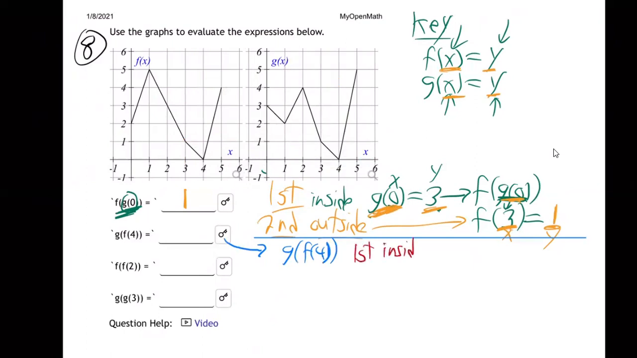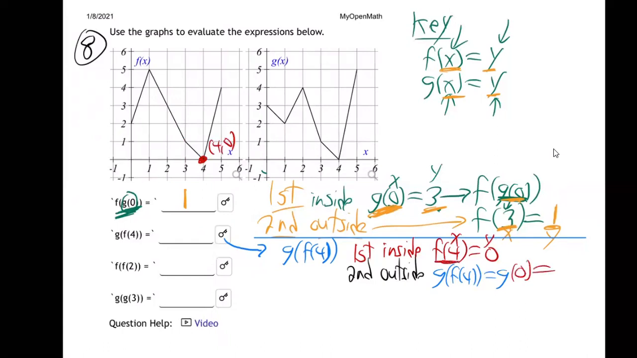First, the inside, F of 4. So that's the X. Remember what's inside is to go to the F graph, which is over here. And boom, right there, there's the dot, over 4, up 0. The Y value is 0. So there's the inside. And then second, you do the outside. What outside? Well, the function is G of F of 4, which is G of 0, right? F of 4 is 0. So now it's G of 0.